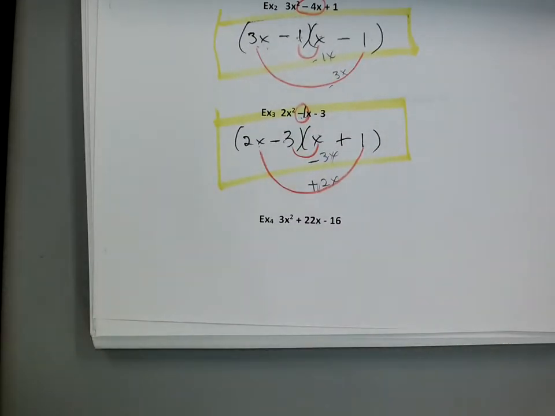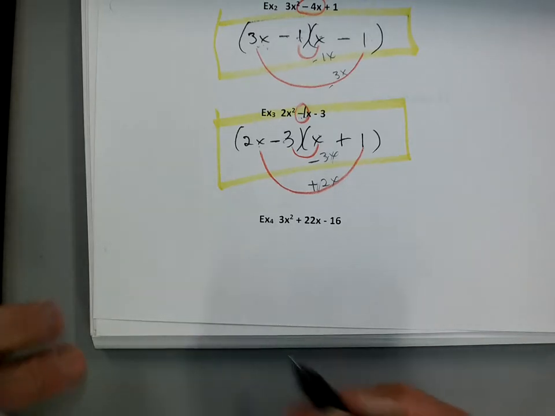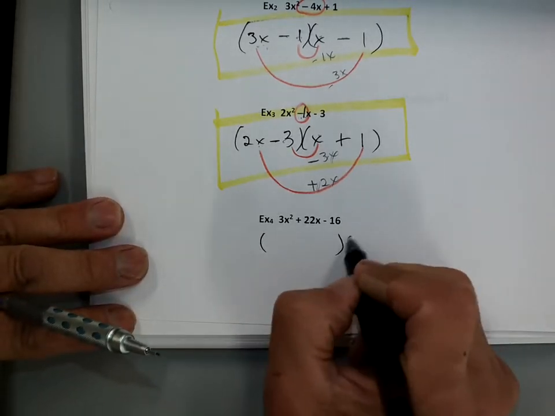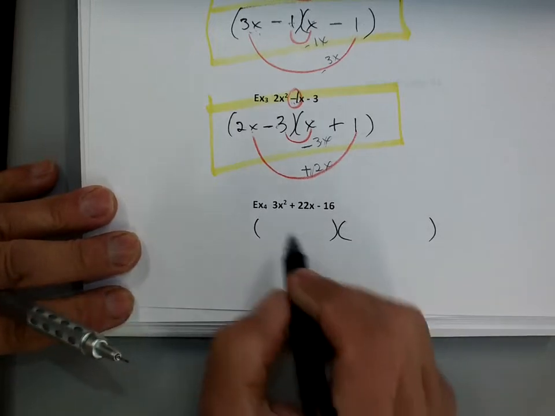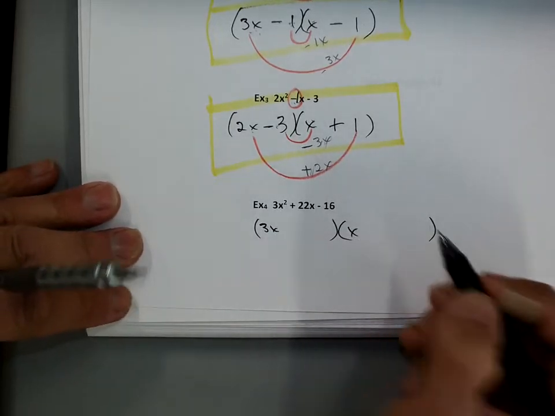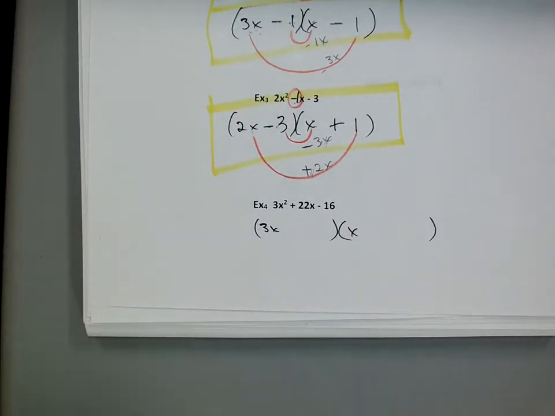Example 4. This one Emily got right. She got the hard one right. Here's what Emily said. We all know 3x and x. And there's a bunch of combinations for 16.